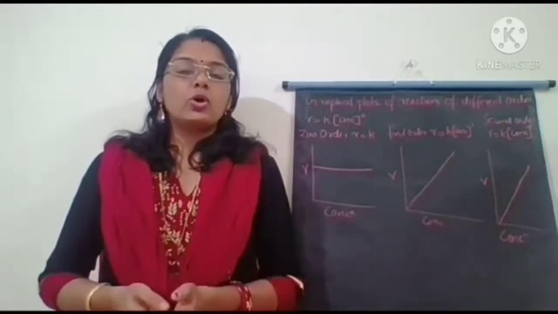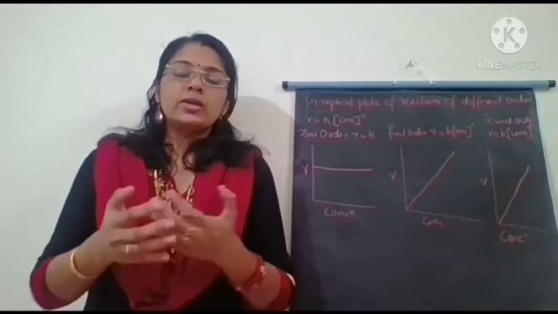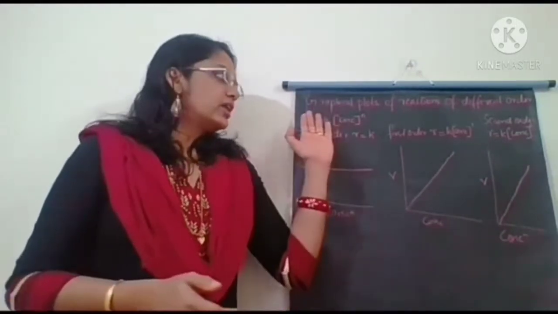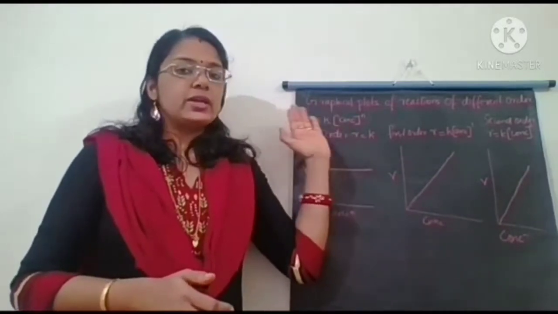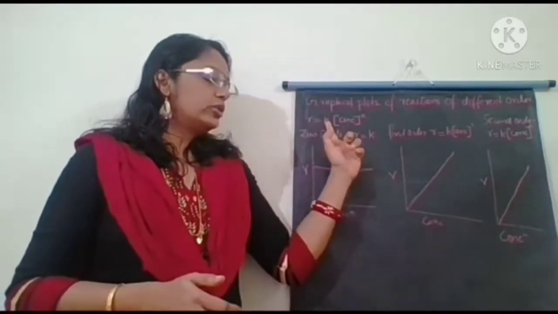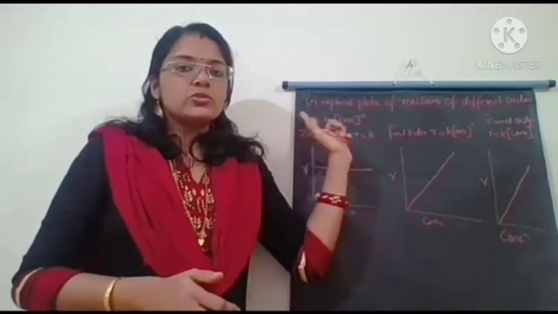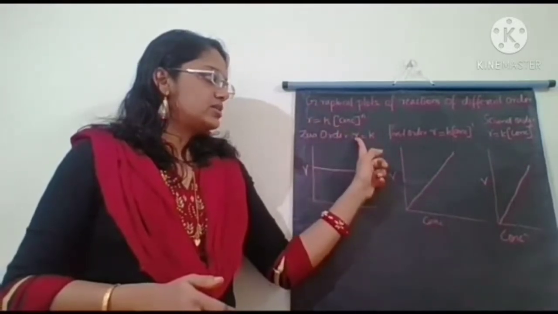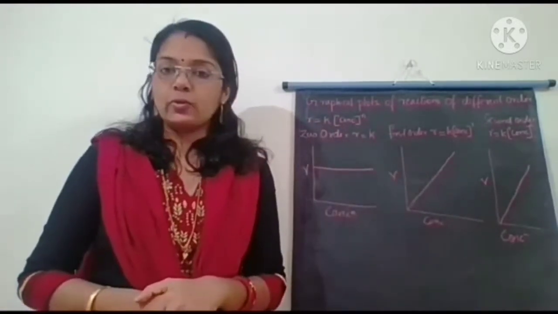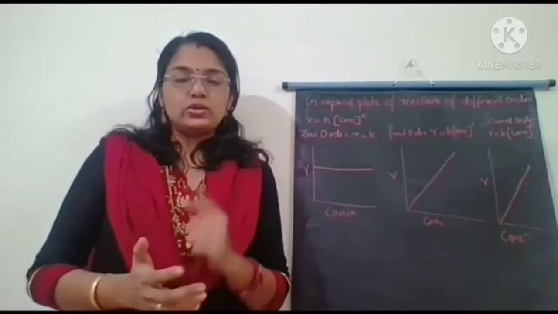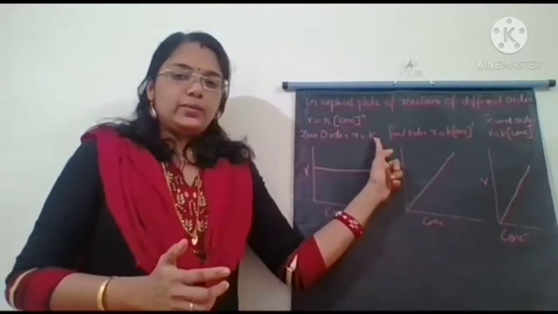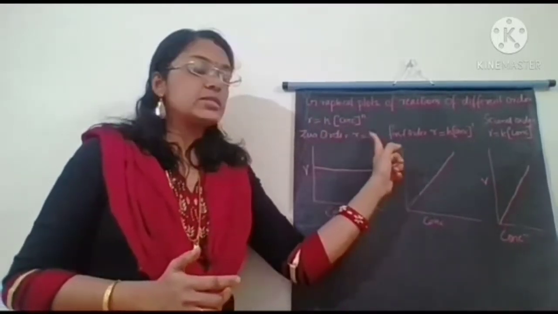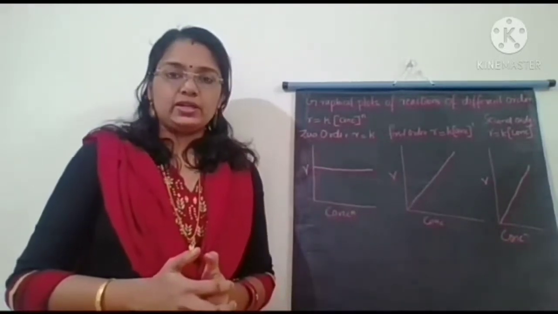Next we can discuss the graphical plots for reactions of different orders, based on the rate equation. For an n order reaction, the rate law is written as R is equal to K into concentration raised to n. First we can take the zero order reaction. We can write the rate law as R is equal to K into concentration raised to 0. Concentration raised to 0 is equal to 1. So R is equal to K. This is the general rate equation of a zero order reaction. That means the rate is independent of the concentration of the reactant.